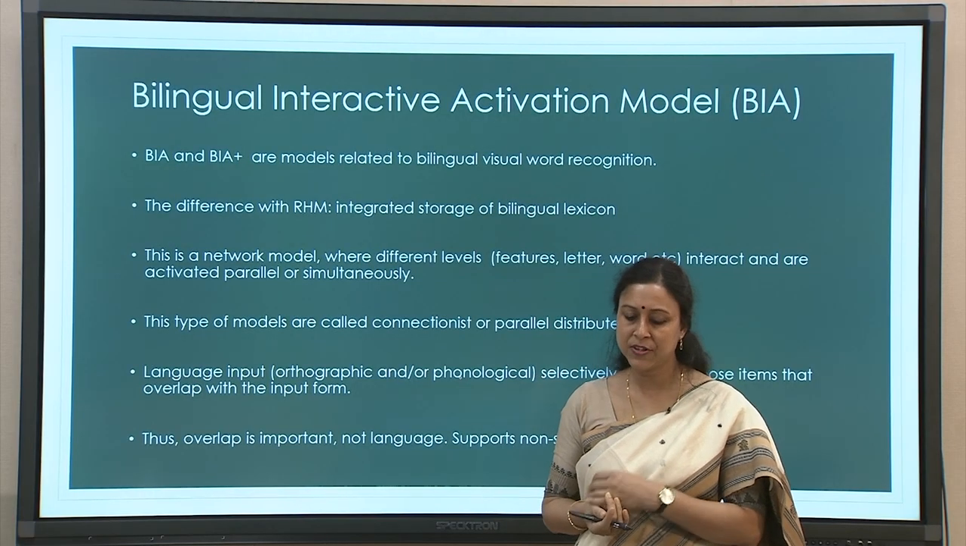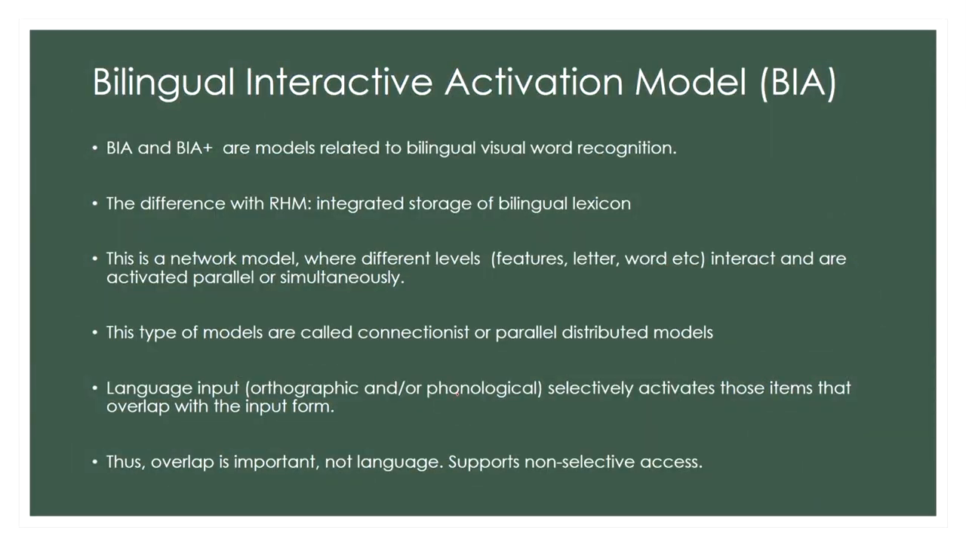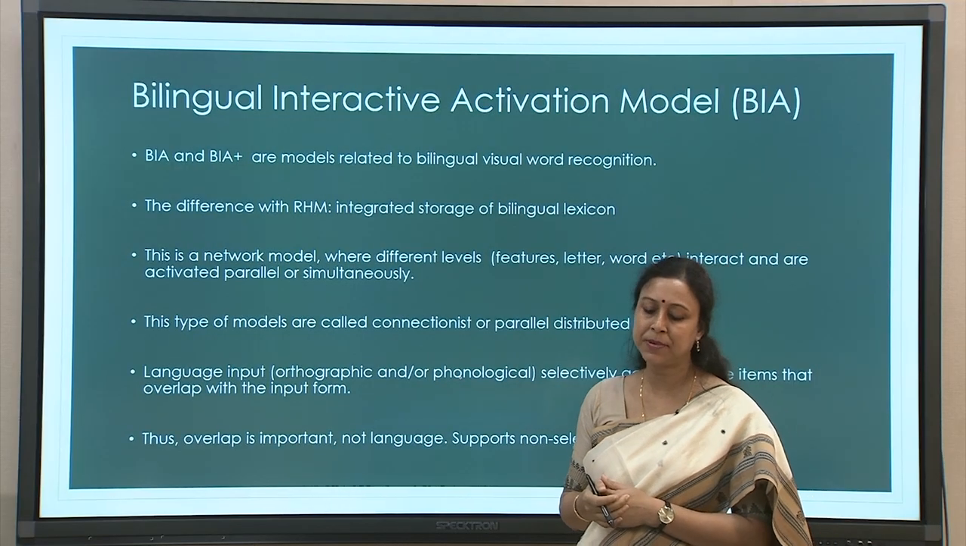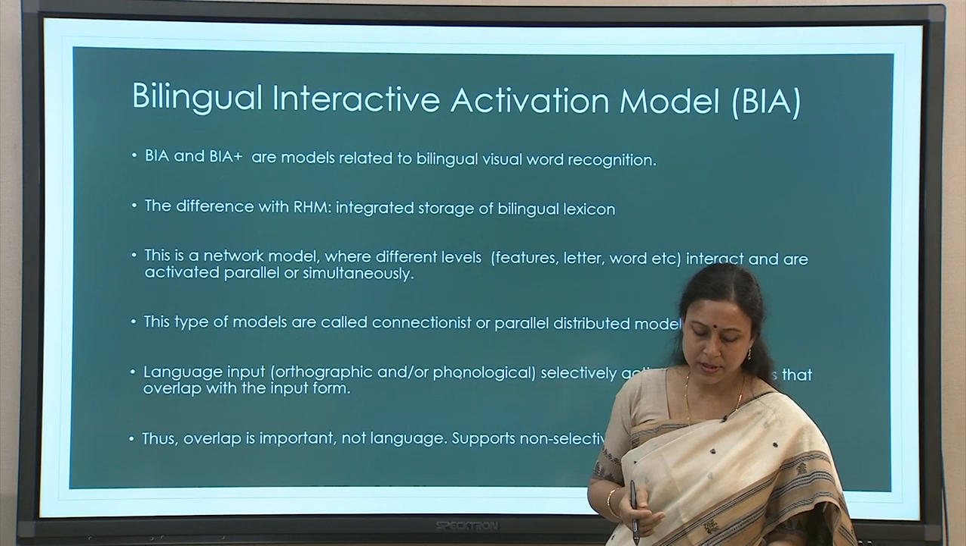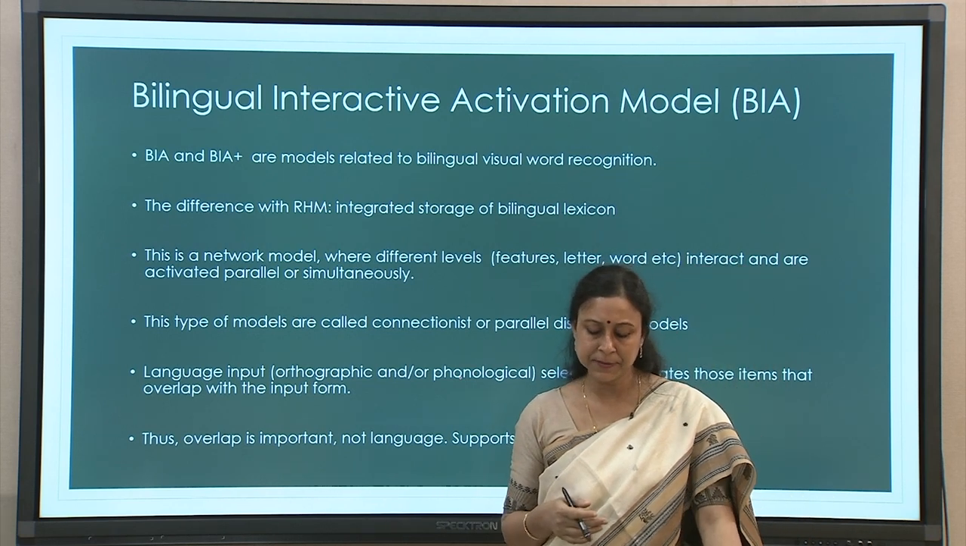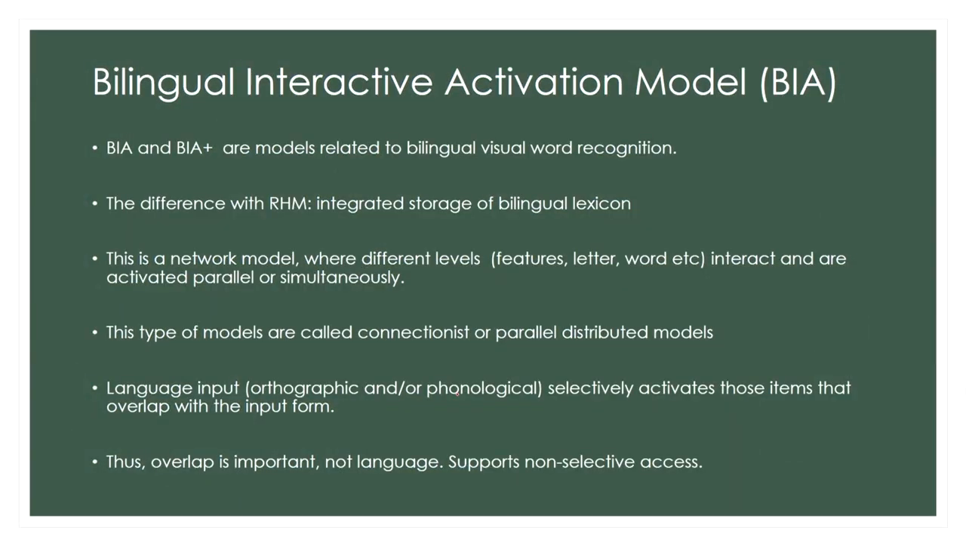Another model that has been very influential is the BIA model, the Bilingual Interactive Activation Model. There is a BIA Plus also, which is an updated version of BIA. We will not get into all the details, but roughly, the BIA is a network model. It is slightly different from the RHM, because this talks about an integrated storage of the bilingual lexicon. This is basically a computer model, a network model, and it takes into account various things like features, letters, words, moving on to the language level. All these kinds of interactions are possible, and they are activated simultaneously and in parallel. That is why these kinds of models are called connectionist models or parallel distributed models, quite influential models.